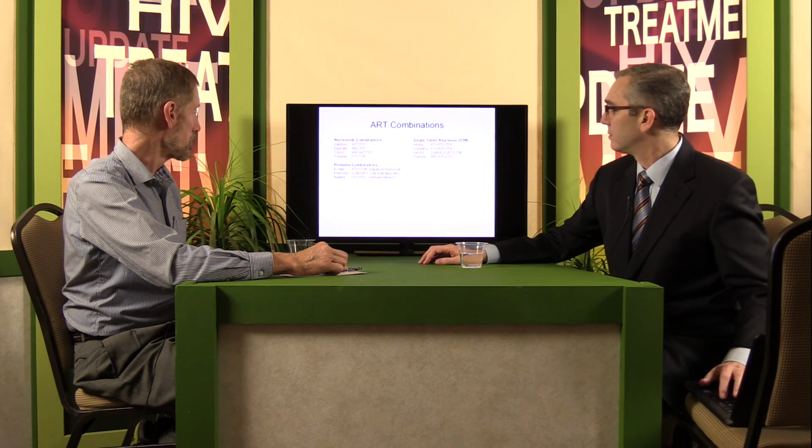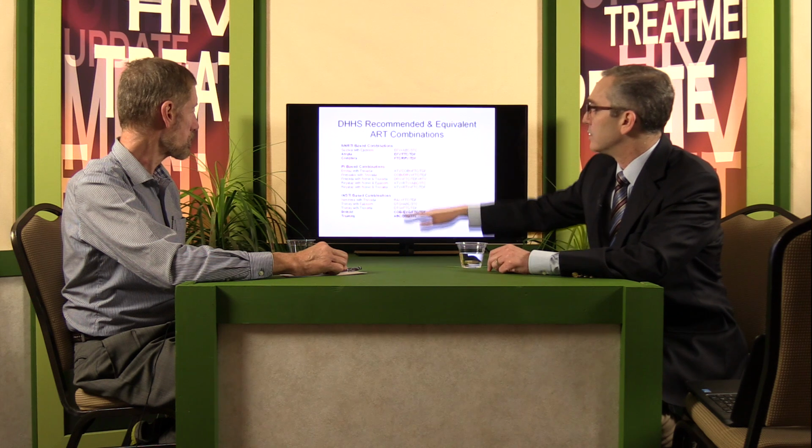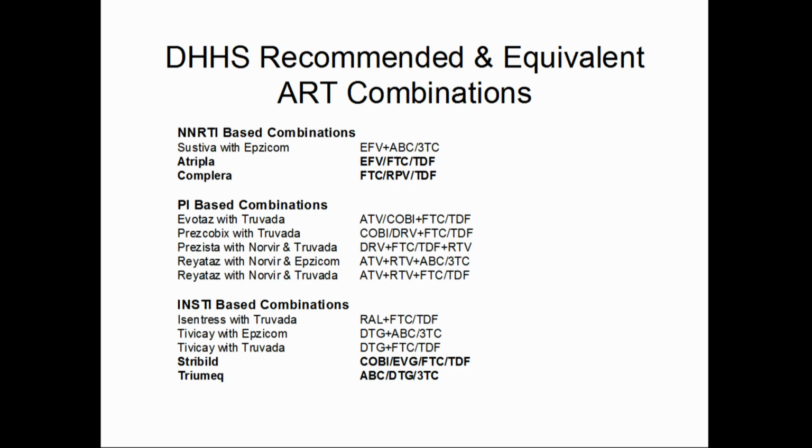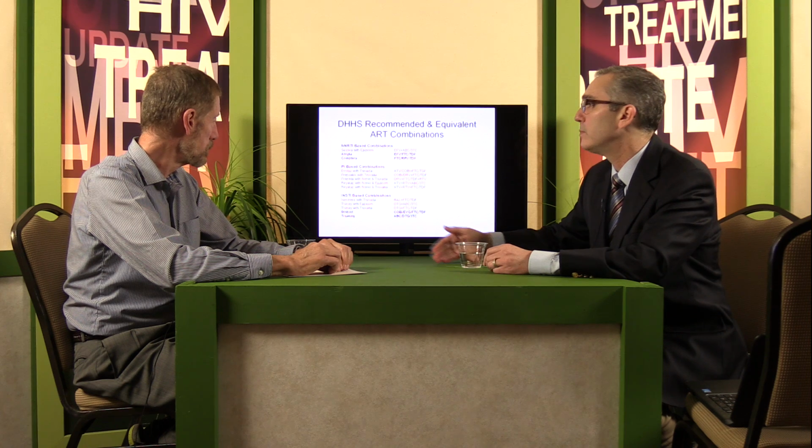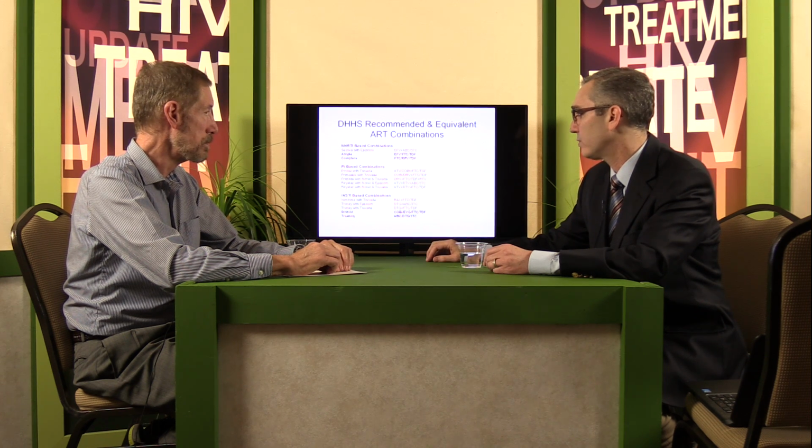The question is then, how do we choose amongst these regimens? What you see here is I've narrowed that large list of HIV medicines to the ones that are currently recommended by the Department of Health and Human Services guidelines, and equivalent medications that very likely will be included in the next guidelines. At the top are the non-nucleoside reverse transcriptase inhibitor-based regimens, the two most common being Atripla and Complera. And there's also Sustiva, Epzicom. In the middle are the PI-based regimens, protease inhibitors. These medications have a very high barrier to resistance. It takes many mutations in the virus for them to get through those medications.